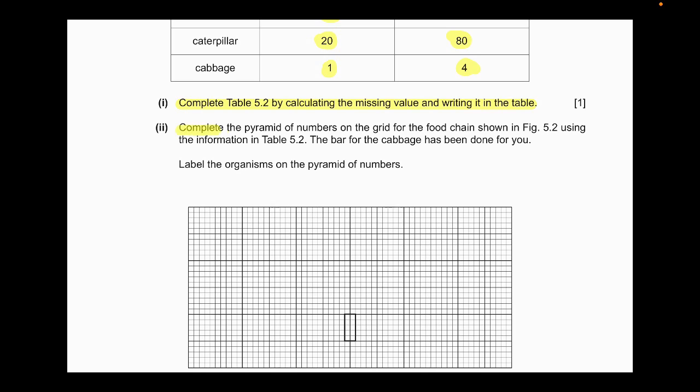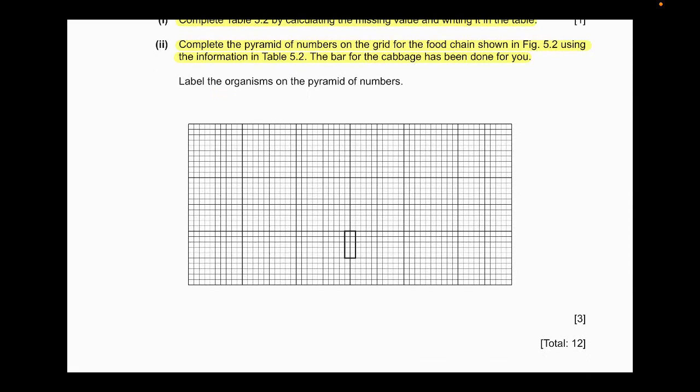And then complete the pyramid of numbers on the grid for the food chain shown in Figure 5.2 using the information in Table 5.2. The bar for the cabbage has been done for you. Label the organisms on the pyramid of numbers. So guys, your answer should look something like this.